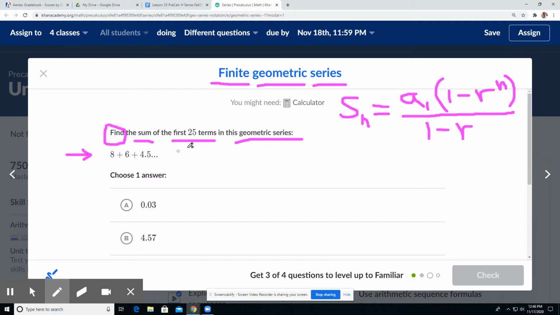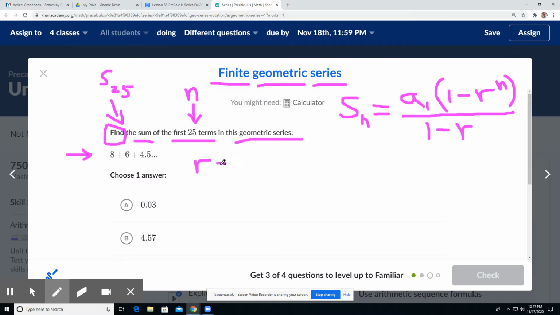So find the sum of the first 25 terms. So 25 is in this geometric series, yep. They want S of n, or in this case, S of 25. We'll use 25 for our n, and then they give us some first terms here. Let's go ahead and find the common ratio.